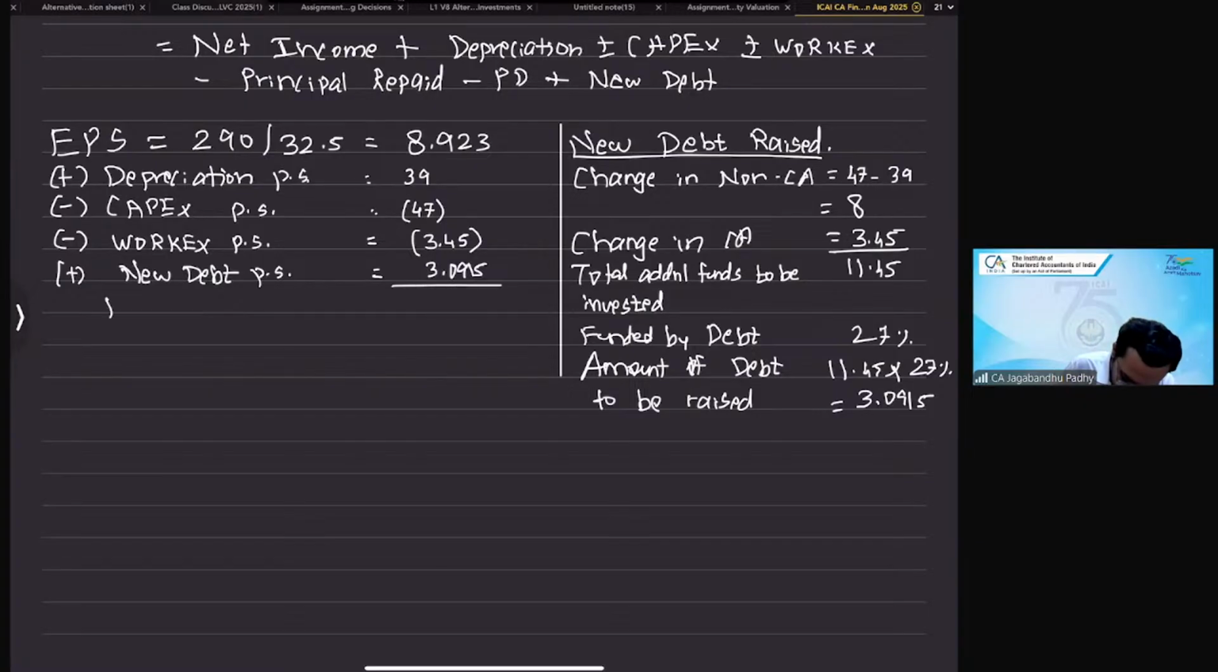Right. So that will essentially give us the free cash flow for equity on a per share basis. Can you just calculate and tell me what is the free cash flow for equity on a per share basis over here?